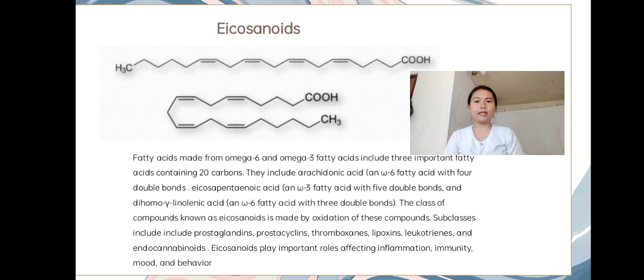Eicosanoids, fatty acids made from omega-6 and omega-3 fatty acids, include the important fatty acids containing 20 carbons. They affect inflammation, immunity, mood, and behavior.